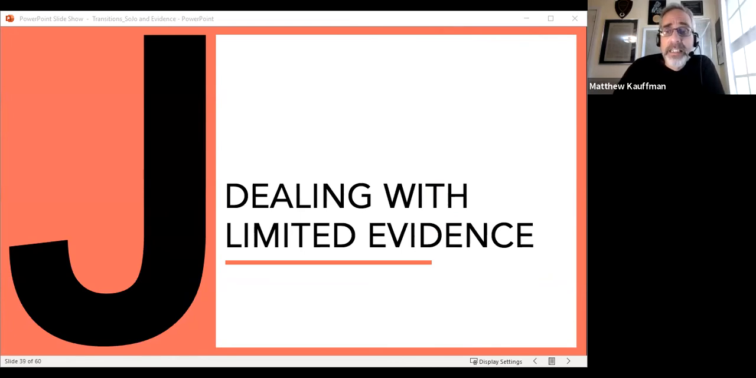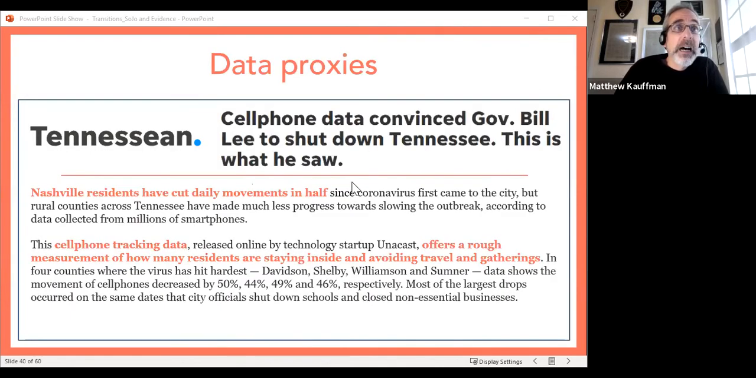So speaking of limited evidence, let's talk about dealing with limited evidence and the different ways that you can still have a strong solution story, even if the direct evidence of something working is somewhat limited. And the first is thinking about data proxies. And this is true in all data journalism. Sometimes you have data that's directly on point, and sometimes it's not directly on point, but it matches in a way that, as this goes up, you'd expect this to go up as well. So it makes a decent proxy for it.